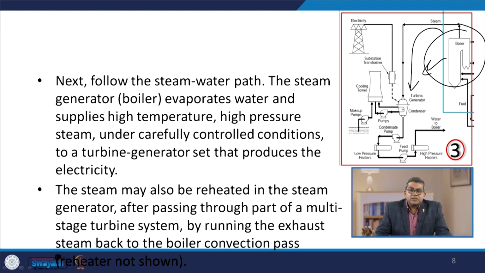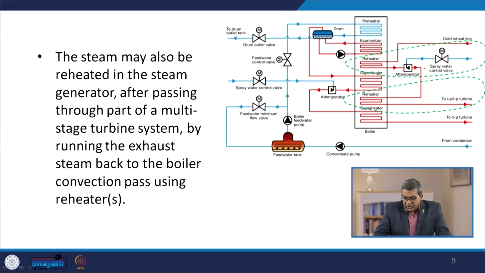Now this steam may also be reheated in a steam generator after passing through part of the multi-stage turbine system, by returning the exhaust steam back to the boiler convection pass. Apart from this, you may utilize whatever condensate is formed as a source of feed water, because sometimes this condensate is available at a substantially high temperature. So it always enhances the boiler efficiency if we use it as such.